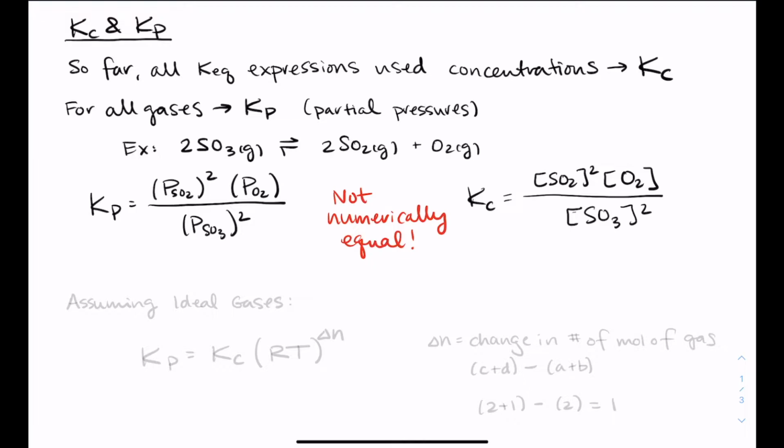Now, what's super important is that these are not numerically equal to each other. So they're expressing the same thing, but we're putting in very different types of values with different units, so we need a conversion. Assuming that everything behaves as an ideal gas, which is the goal, given that we need an equation to do some calculations here. It'd be nice if there were ideal gases to make this a little bit easier.